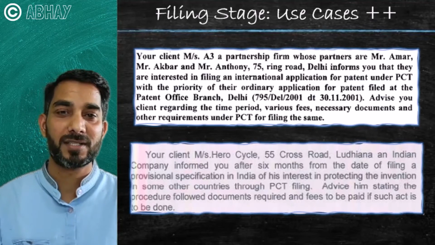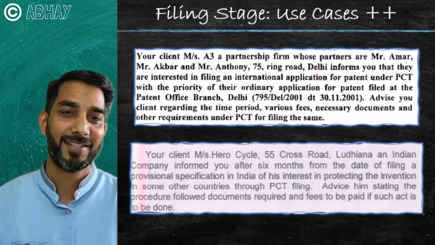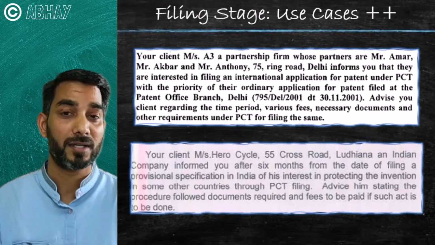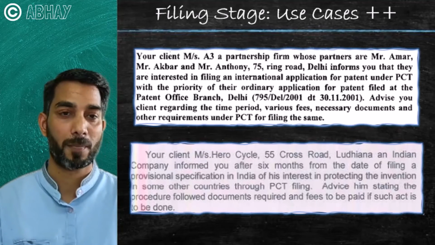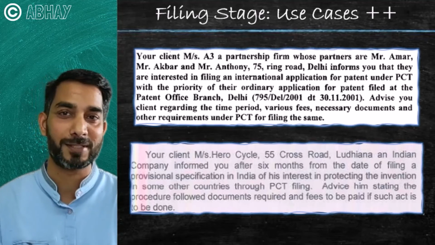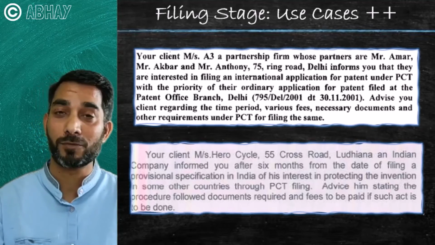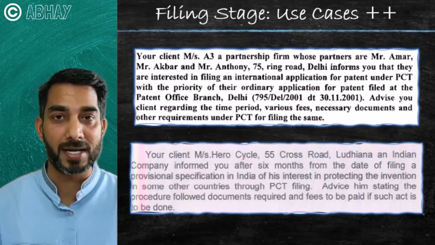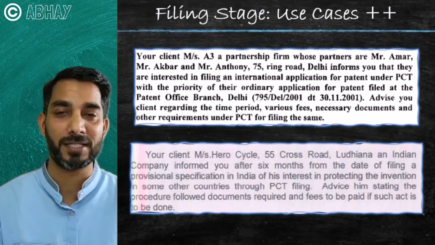Your client, Messrs. A3, a partnership firm whose partners are Amar, Akbar and Anthony, informs you that they are interested in filing an international application for a patent under PCT with the priority of their ordinary application, which was already filed in 2001. Advise your client regarding the time period. Now, again, bread and butter situation. The objective is to file a PCT application. The initial timeline is given. So you know that the timeline of 12 months needs to be followed for claiming the original priority. So by 2002, forget the date, but within 12 months, you need to file the PCT application.